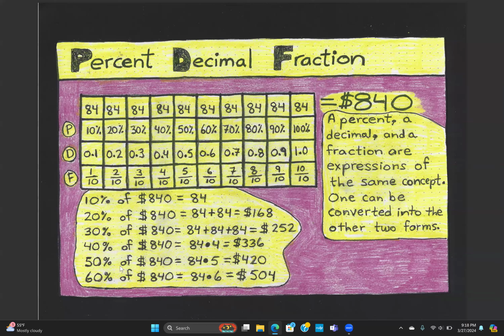And then if we move on to 50% of any number, it is just that number cut in half. And what is half of 840? 420. And then we can move on to 60% of 840. You know what we can do? We can actually add another 84 to the 420 to give us our 504. Or we could just simply multiply 84 times 6 to give us that same number.